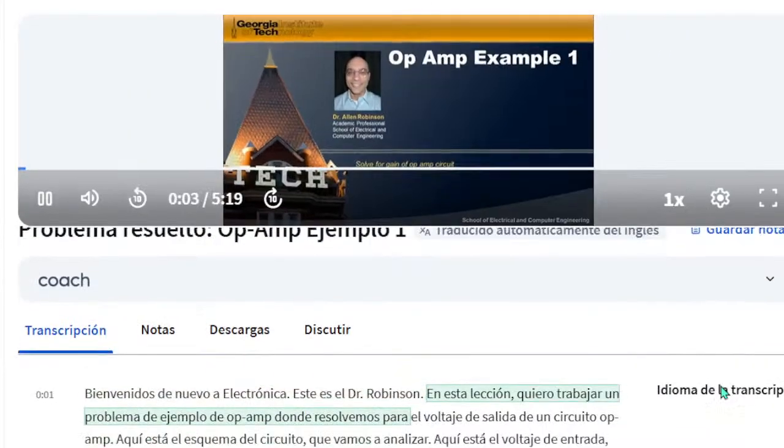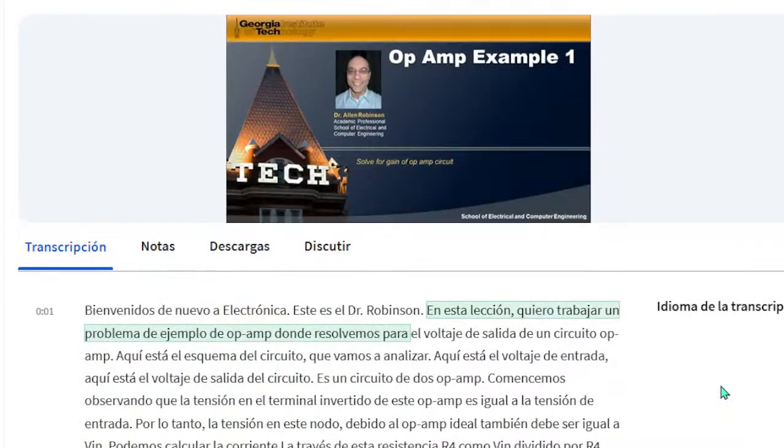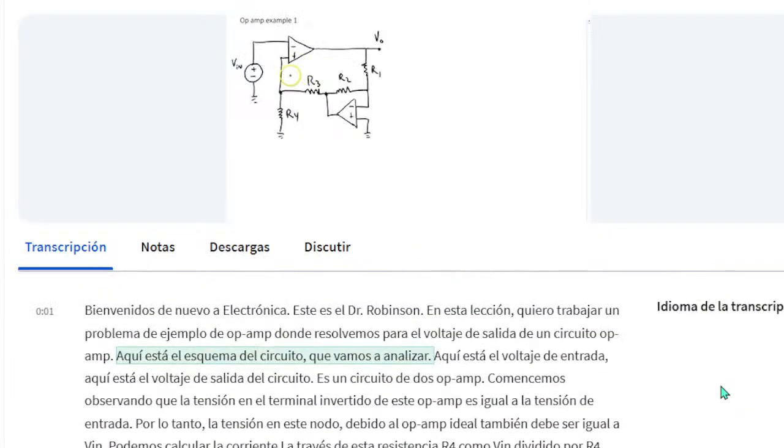In this lesson, I want to work an op-amp example problem where we solve for the output voltage of an op-amp circuit. Here's the schematic of the circuit we're going to analyze. Here's the input voltage. Here's the output voltage of the circuit. It's a 2 op-amp circuit. Let's begin by noting that the voltage at the inverting terminal of this op-amp is equal to the input voltage.